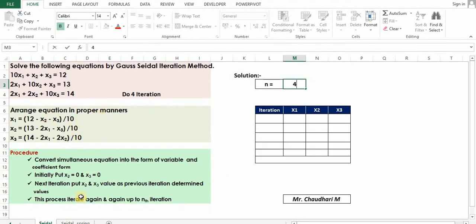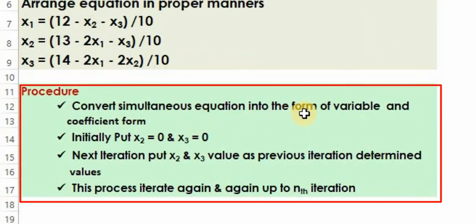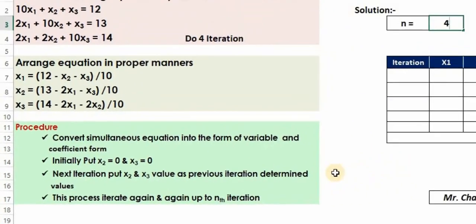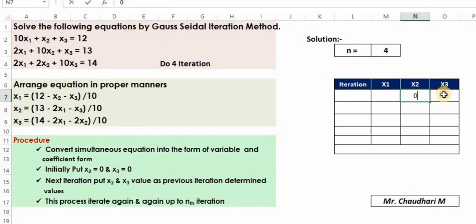Now what is the procedure? First, convert the simultaneous equations into variable and coefficient form. This is the coefficient form. Now initially put x2 is equal to 0 and x3 is equal to 0. So we write x2 is equal to 0 and x3 is equal to 0. Now, how many iterations do we have to prepare? Prepare for 4 iterations: 1, 2, 3 and 4. The last, number 4, iteration value is nothing but the variable values, or the answer, of these simultaneous equations.